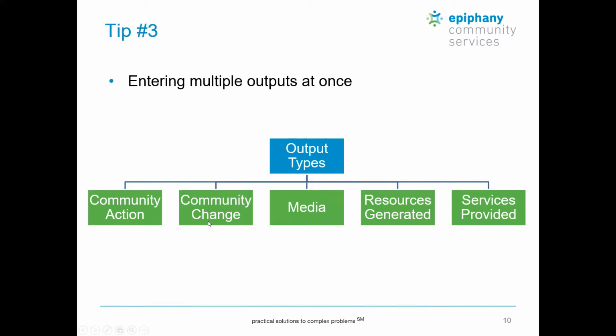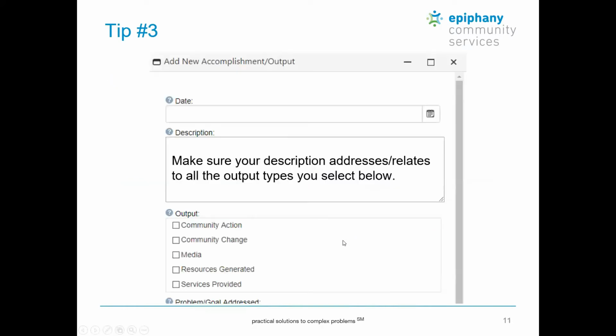So hopefully all these output types look familiar to you guys. These are the 5 that we're going to be talking about through our examples here. So for our first example, I want to make sure to note this first. When you are entering multiple outputs at once, make sure your description is very clear and relates to all of the output types you select below. For example, if you were to simply say, held a meeting with so-and-so to talk about our new upcoming prescription drug take-back day.